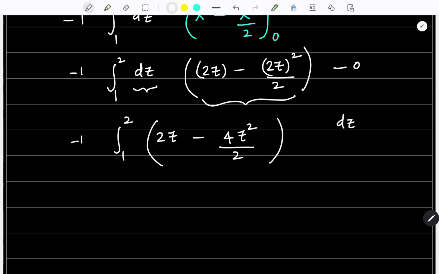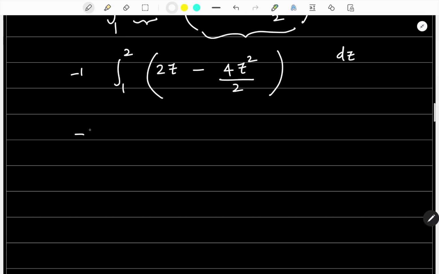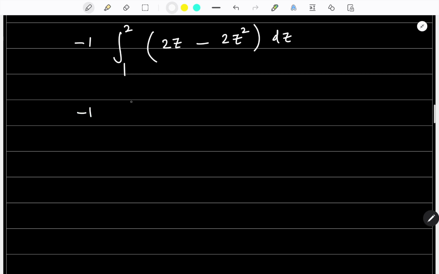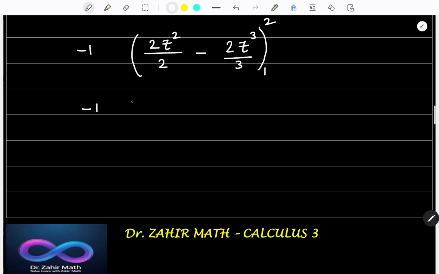Into dz. So this equals minus 1 integral 1 to 2. 2z minus this 2 and this 2 get cancelled, so you'll get 2z square into dz. Now I'm going to integrate with respect to z. So it will be 2z square divided by 2, minus 2z cube divided by 3, and the limit is 1 to 2. We are going to put upper limit minus lower limit. So 2 gets cancelled.